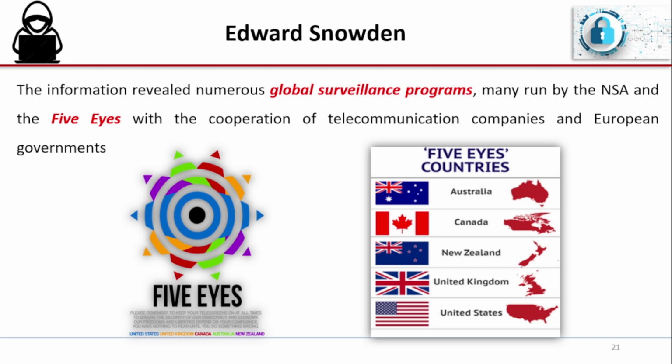Then the information he revealed: that global surveillance programs, many run by the NSA and the Five Eyes, in cooperation with telecommunication companies and European governments. So these five countries are Australia, Canada, New Zealand, the United Kingdom, and the US. They had this alliance, and they used to control all this fiber network, fiber cables, and they have access to all social media and people's data and information, and they use it against the countries and for their own betterment.